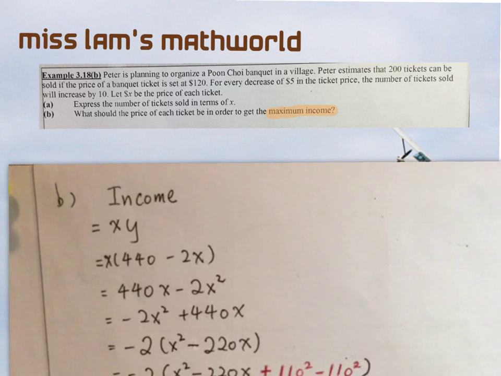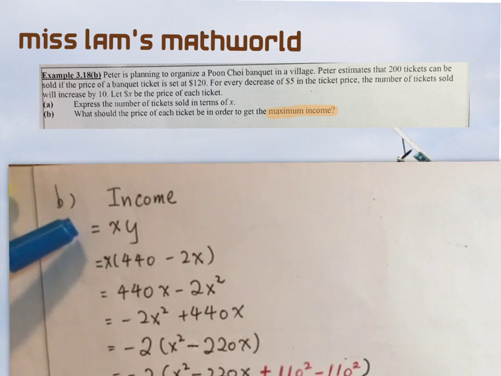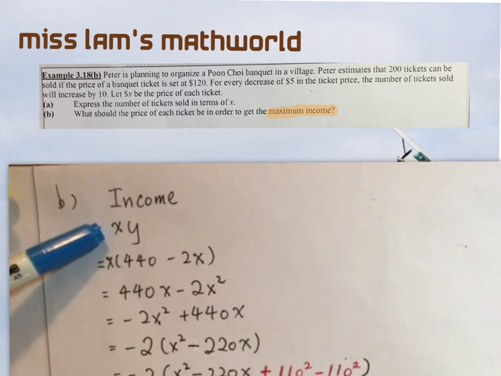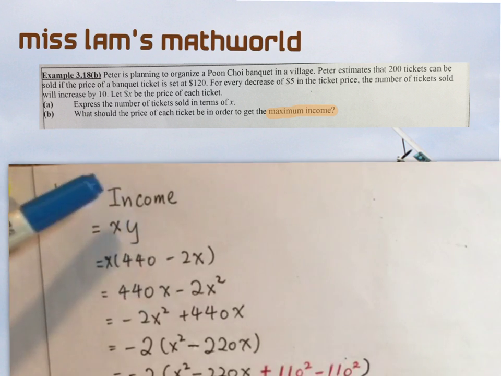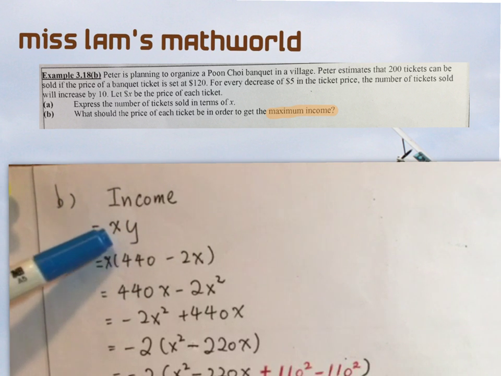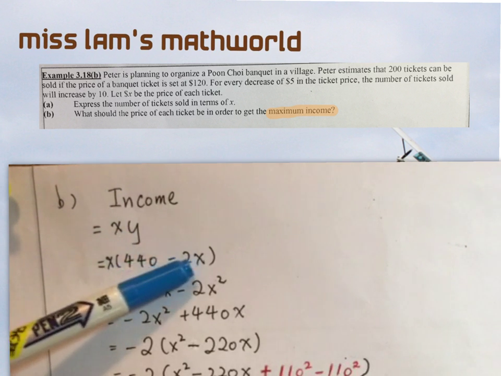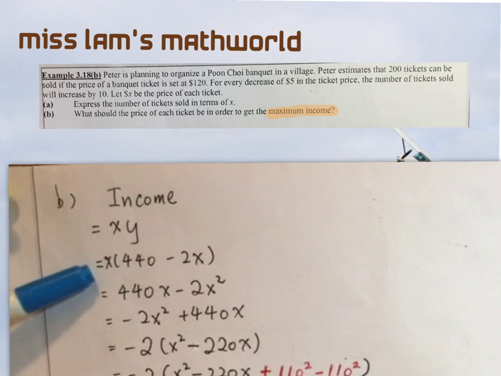Okay, when we want to find the maximum income, of course, we have to set up the expression for the income. That means multiply x and y together. And y is the number of tickets, and x is the price. Multiply together, you get the income. And then you substitute the value of y, getting the result from part A. Then we have to use the method of computing the square.